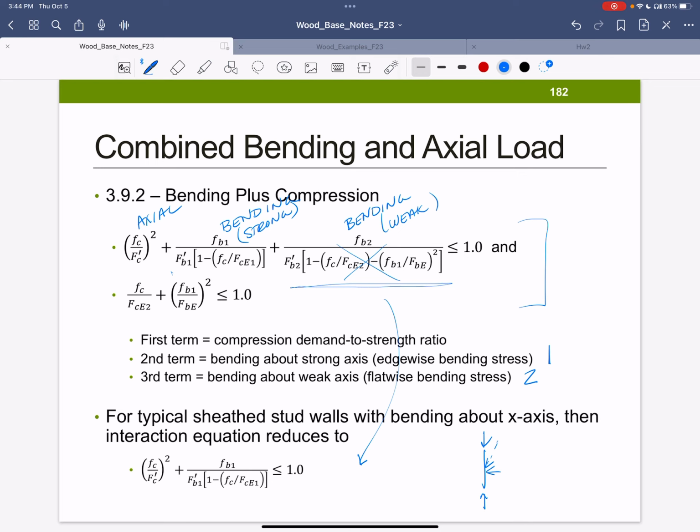A lot of what you'll be doing if you're doing wood design are going to be these sheathed stud walls or braced in one direction. Okay. So when we do have a load in both directions, we have to deal with this. But in this case, we're looking at just strong axis bending for the stud wall case. All right.